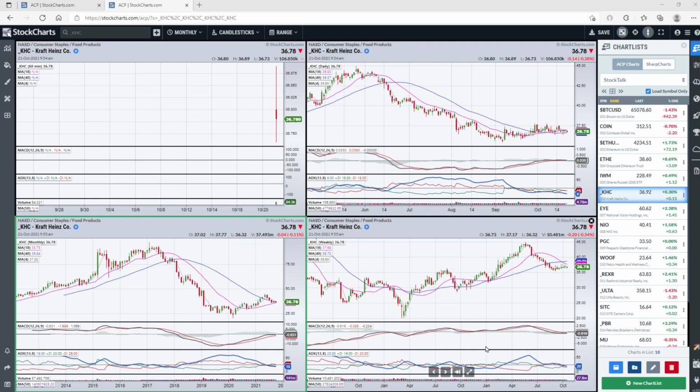The weekly had a pretty nice move to the upside. But again, I'm looking at the trend on this time frame to determine whether I want to be there or not. I like the overall pattern, but I'd like to see a little bit better momentum.